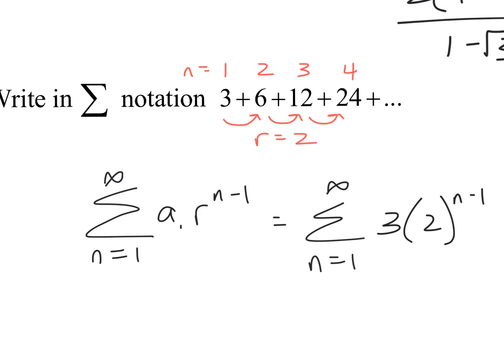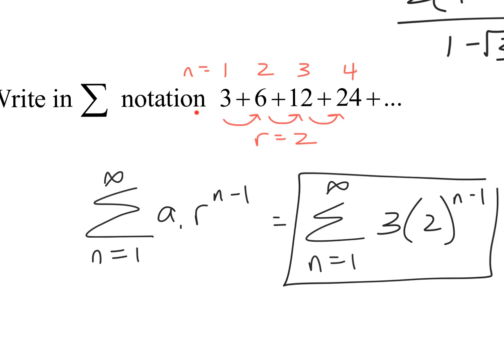So I'm leaving it as n minus 1 because it's going forever. I don't have an ending term number. And so that's why I'm just leaving what's in the formula, which is n minus 1. So this is the way that you write a pattern that looks like this in symbol notation. This is major calculus, you guys.